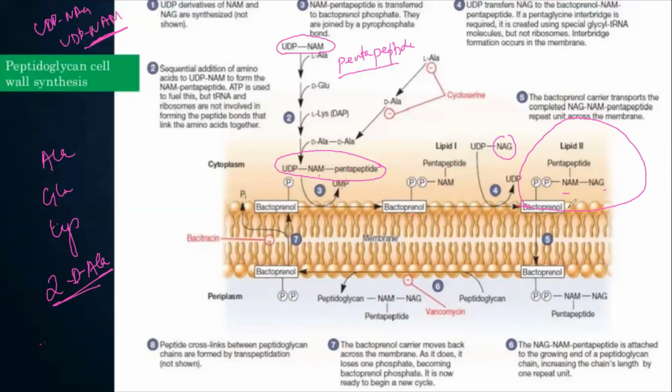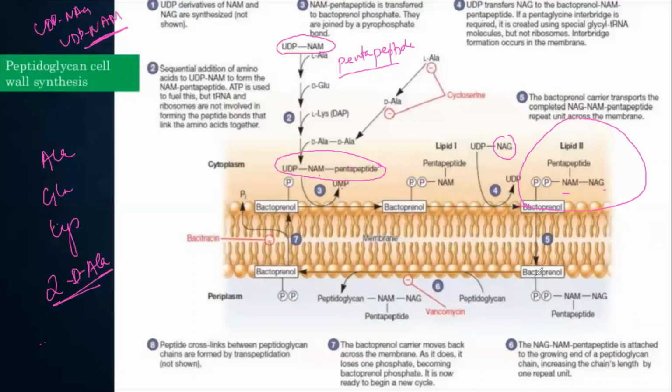So this is your 1 unit of peptidoglycan. Now this is being transferred to the outer layer of your cell wall. So what is happening then? The NAM-NAG pentapeptide is then attached to the growing peptidoglycan layer, which again increases the length of your peptidoglycan.